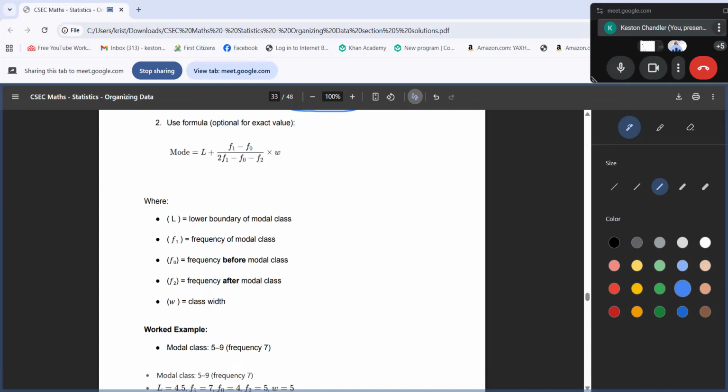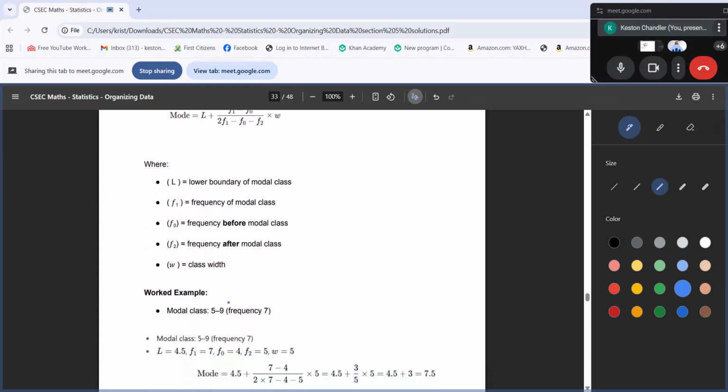F1 is going to be the frequency of the modal class. So that's whatever the frequency is of that particular class. F0 would be the frequency before the modal class. And F2 would be the frequency after the modal class. Once we identify those, we will then be plugging those into the formula. W is our class width. And we will be able to work out what the mode is.